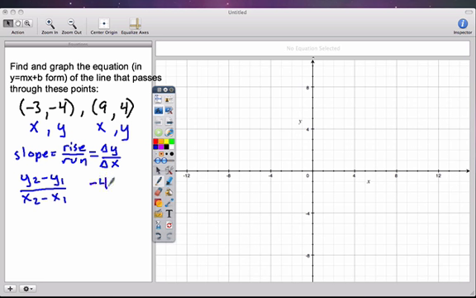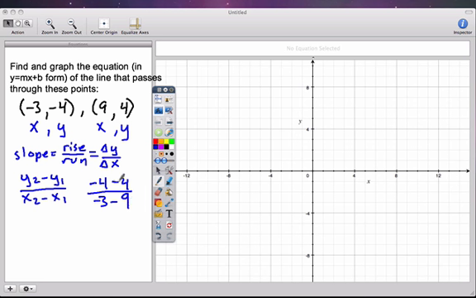We'll take a y, -4, and subtract the other y, 4. So we have -4 minus 4. Now we have to make sure we start with the corresponding x value. Okay, so we started with the -4 for our y value. We're going to start with a -3, which is the corresponding x value. So we'll have -3 minus 9.